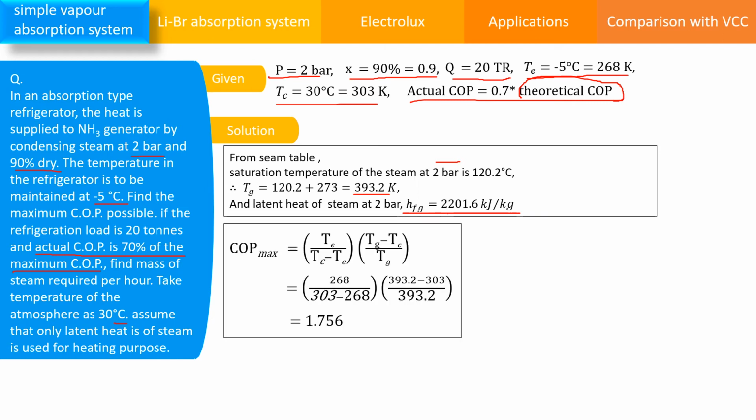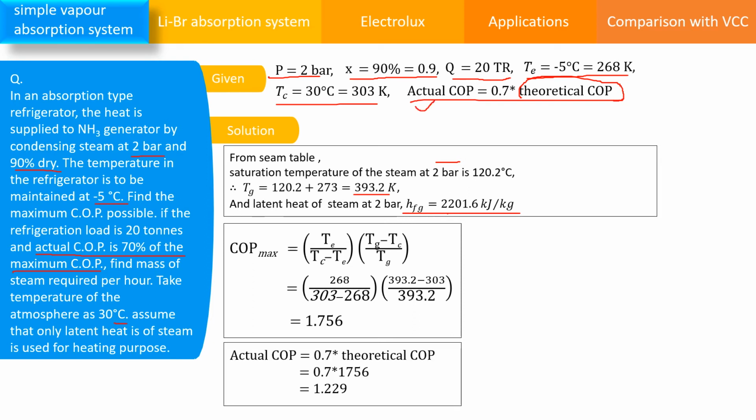So let us start. Firstly, we have all three temperatures now, TE, TC and TG, so we can find the maximum COP by just putting in the values. It is 1.756. Now you need to find the actual COP using this 0.7 factor. So the actual COP is 0.7 into the theoretical COP. That is 1.229. I have just multiplied the 0.7 by 1.756. So this should be the actual COP.